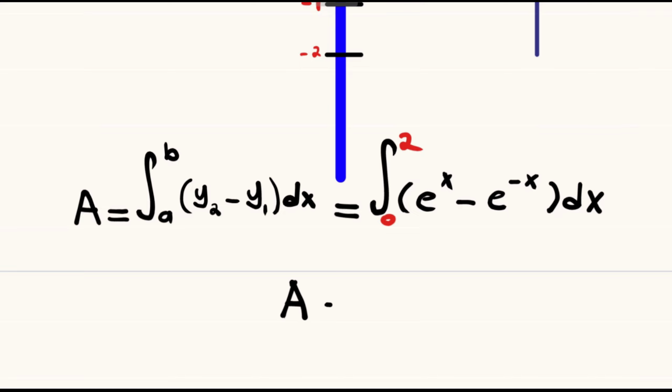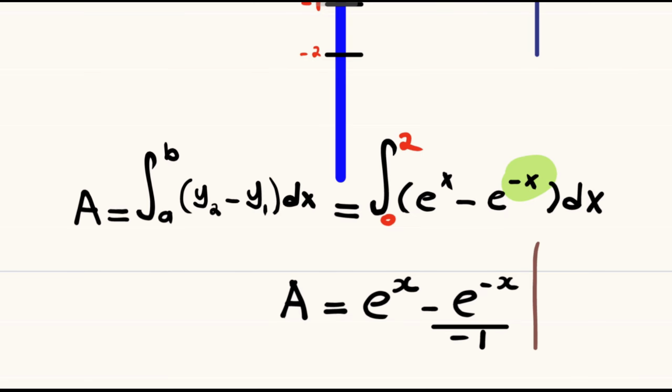So our area will be equal to the integral of e to the power x, which will be just e to the power x, minus the integral of e to the power minus x, which is just e to the power minus x. Since we are integrating, we divide by the derivative of that negative x in the exponent of the e. The derivative of e to the power negative x is negative 1. So we divide by negative 1. We have our boundaries from 0 to 2.